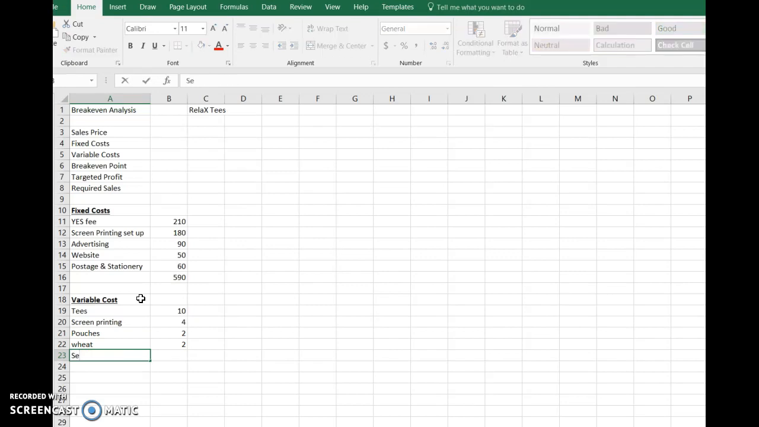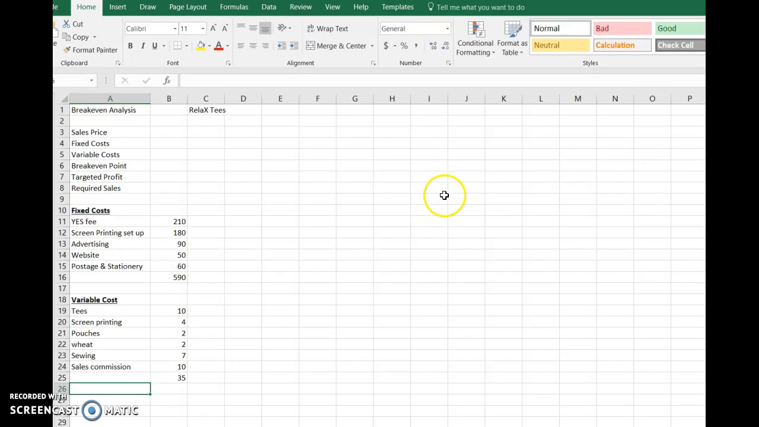The sewing fee, so I'm going to get somebody else to sew it for me. Pay them $7 a shirt. And lastly, one that's important to me is the sales commission. And I'm going to pay $10 because it's really important to sell. And if I pay someone $10 a shirt, I think they'll be pretty motivated to do that. So I've got total fixed cost $590 and total variable cost of $35.